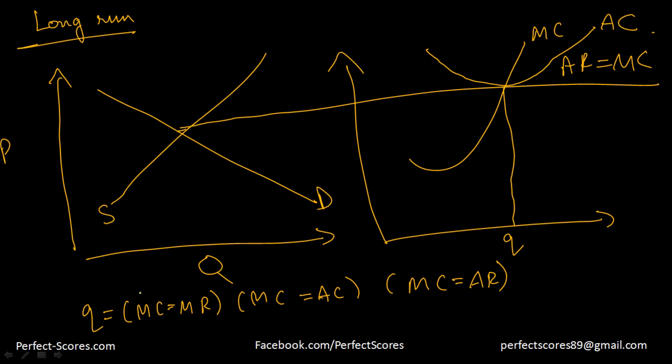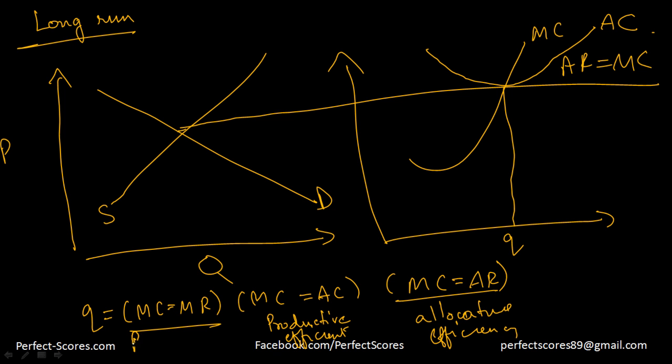What happens when MC equals MR? So when marginal cost is equal to average cost, that's the productive efficient output. This is allocative efficiency, right? And when MC equals MR, it's the profit maximization, right? So in long run, everything stabilizes, and at one output, you're able to have all three efficiencies. Fine. So I suppose you're understanding this point over here, guys.